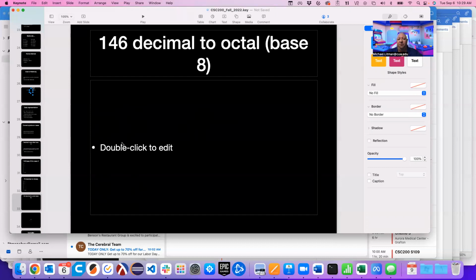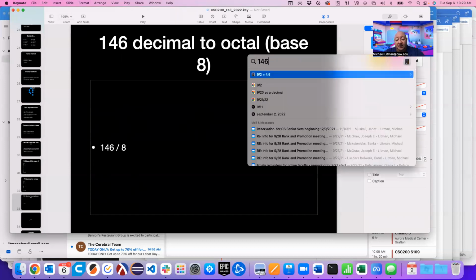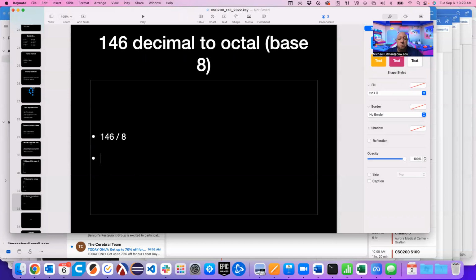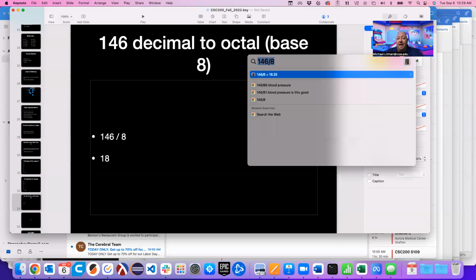So we're going to start off with our 146. But this time we're going to be dividing it by 8. Instead of 2, we're dividing it by 8 because we're going to base 8. All right. 146 divided by 8 is 18. 18 times 8 is 144. So we have a remainder of 2. Takes 2 more to get us to 146.